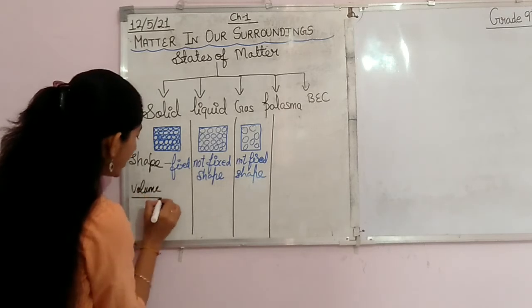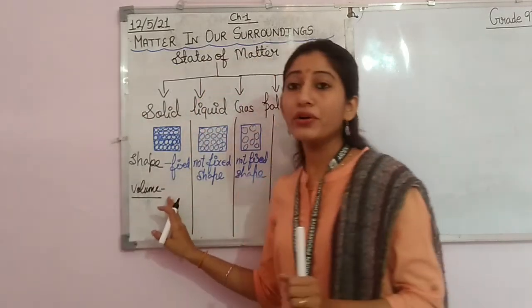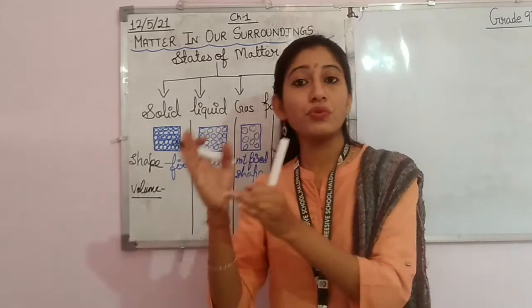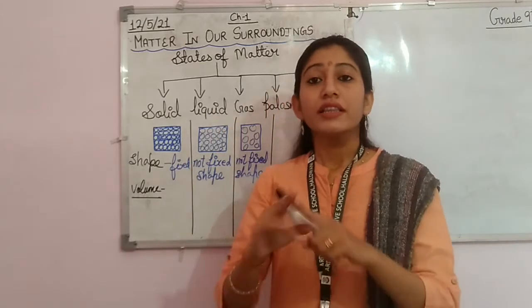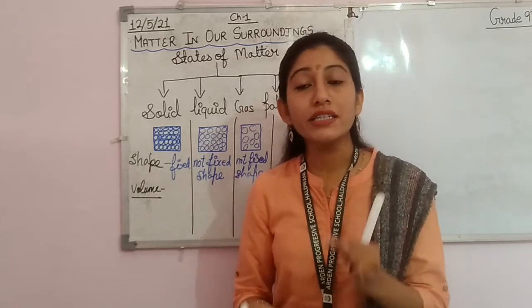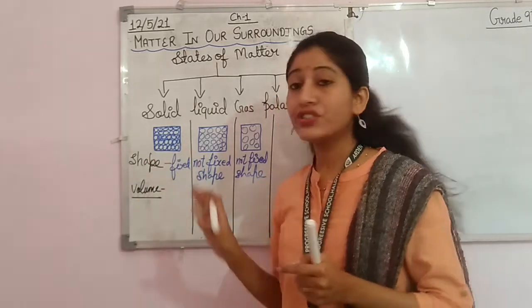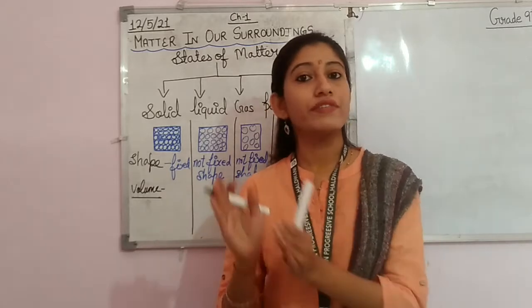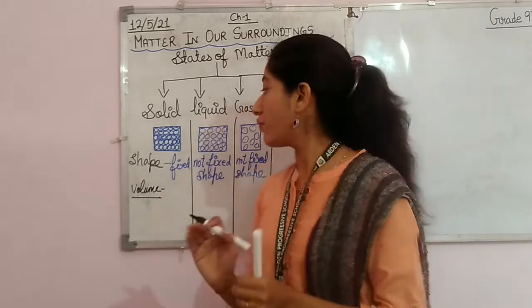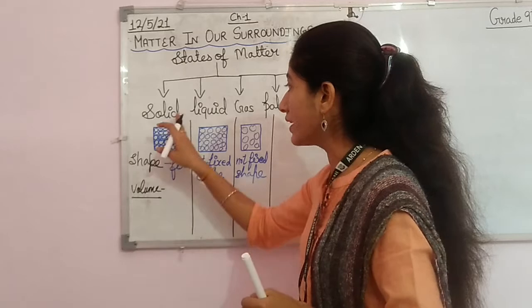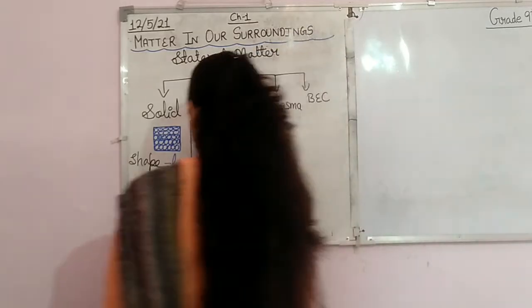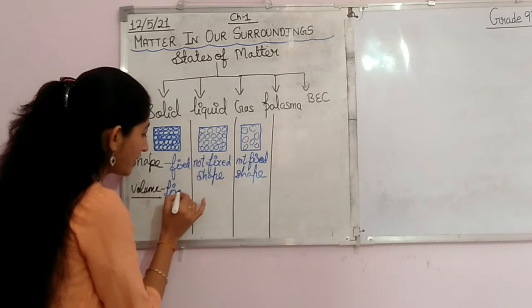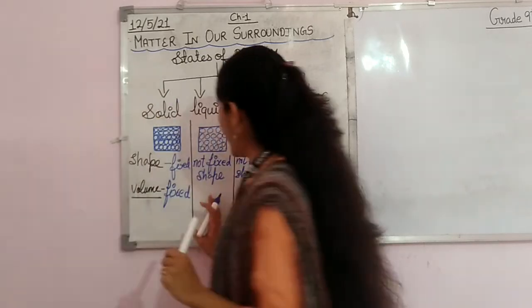Then in terms of volume, what can we say in solids? If we put some solid object from one place to another, what do you think, does the shape or the quantity of that solid change? No, it does not. It means that the volume of solids remains fixed. So in the case of volume, we can say that in solids the volume is fixed. Now what do you think about liquids?